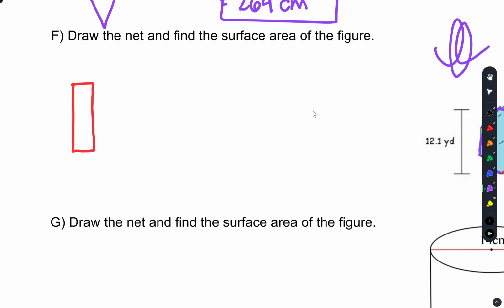So I'm going to have an octagon up here. And I'm really, really good at drawing octagons. You'll get there one day. There it is. Perfect. And then there's another octagon, because I have 2 bases.